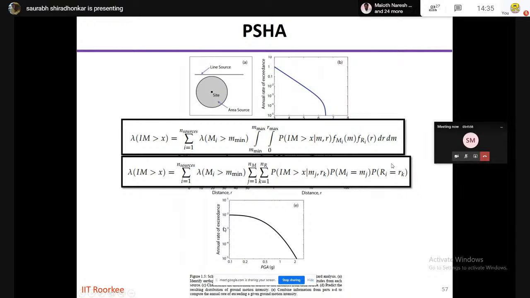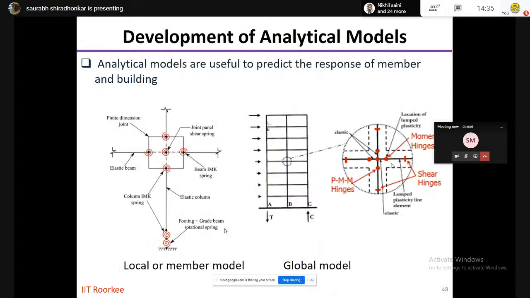Again, this is the total probability theorem which we have discussed. Don't get into the mathematical expression. It looks scary, but it conveys the simple meaning that we have seen. So the second part to estimate the collapse risk is to figure out the inelastic response of the building.